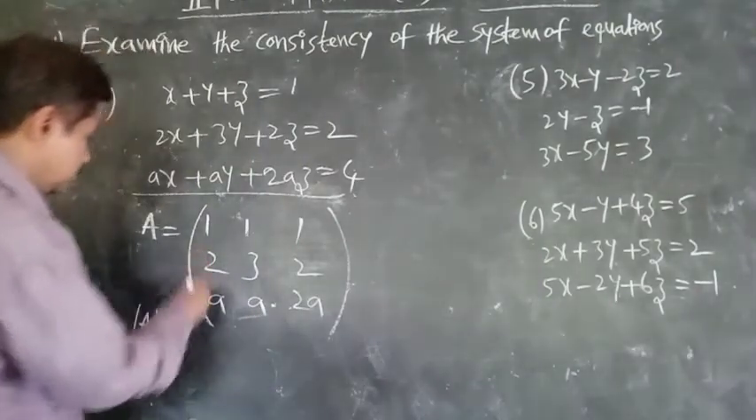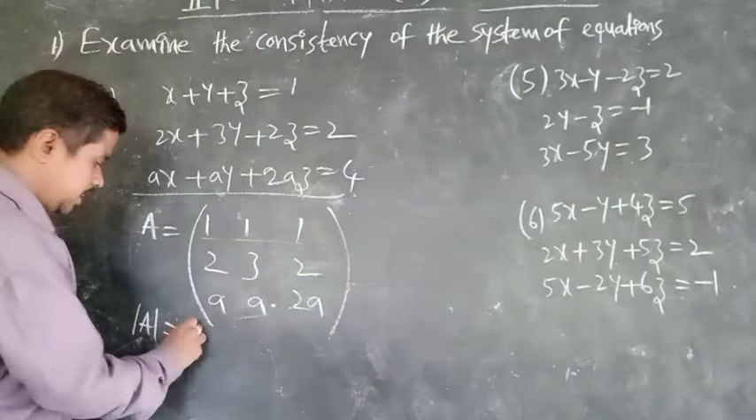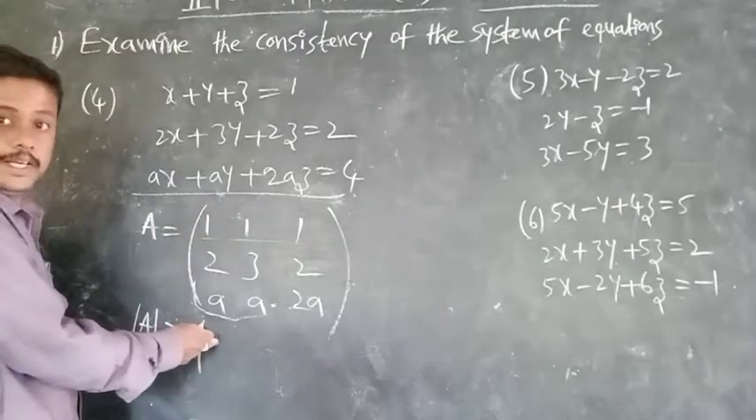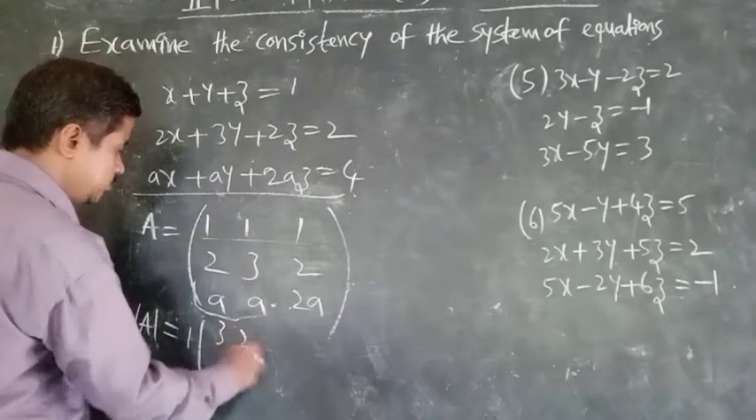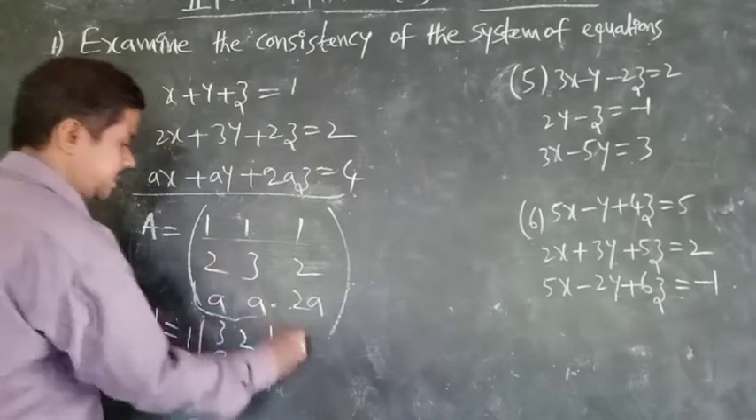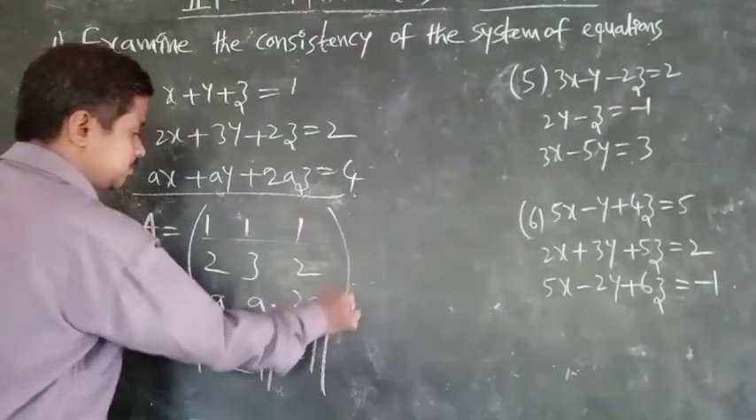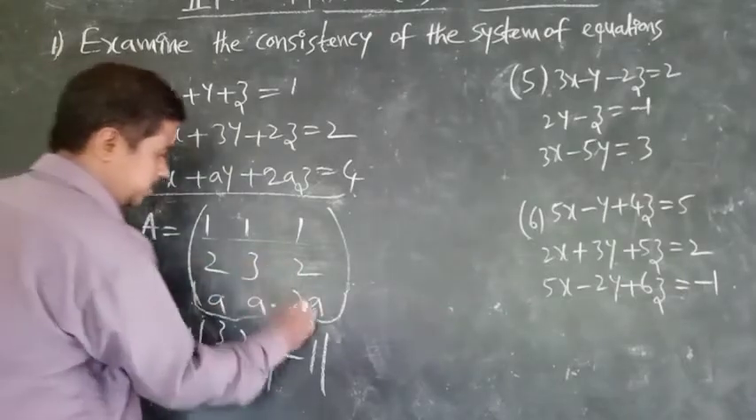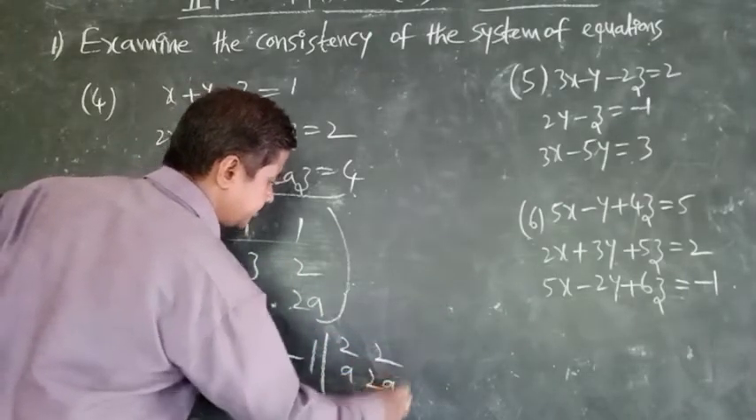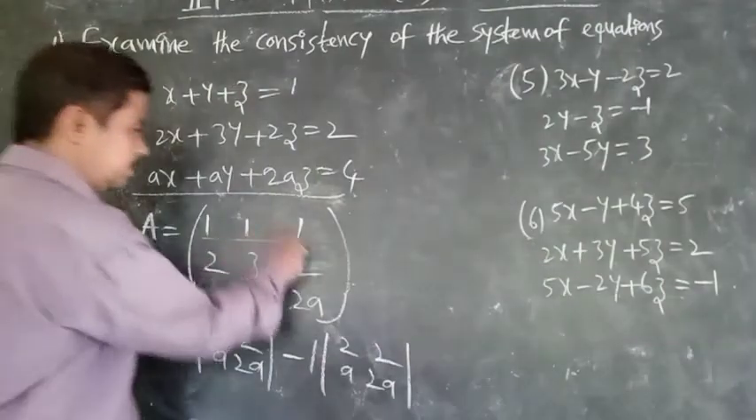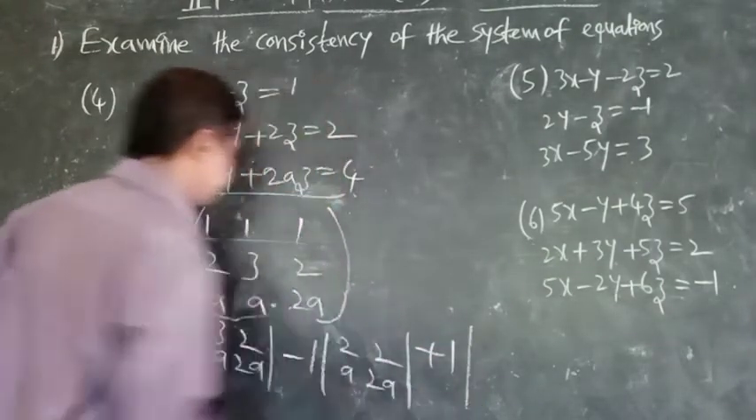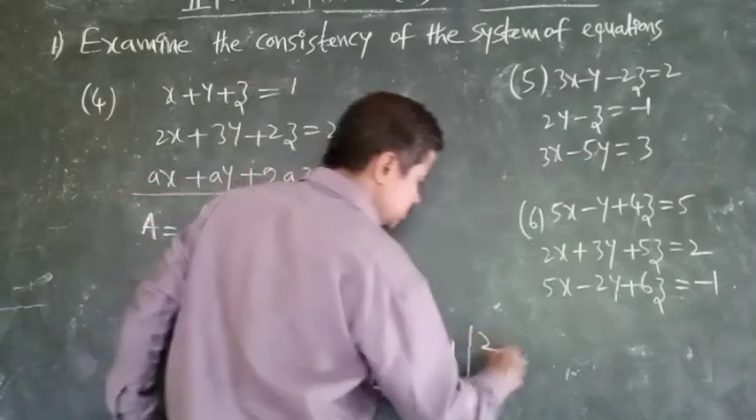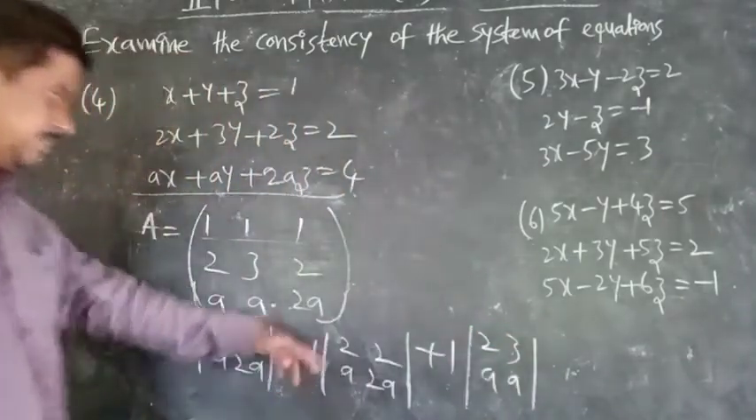So det A is equal to 1 into, take the first row, first column, delete it, and we get 3, 2A, A, 2A, A, minus 1 into, first row, second column, delete it, so 2, 2A, A, 2A, A. Next, 1 into, first row, third column, delete it, 2, 3, A, A. Okay, so like that you have to write first.